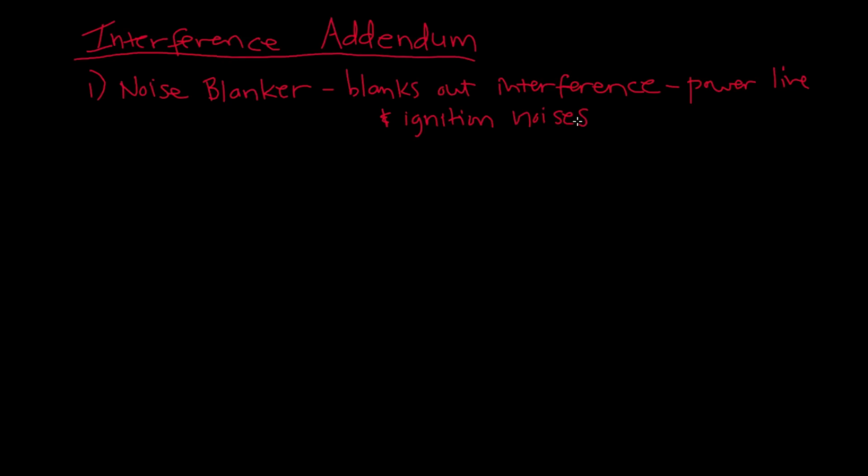The second thing is a band reject filter. So these are both tools, noise blanker and band reject filter, that are used to reduce interference in ham radio when you're receiving signals, and you can't because there's interference. So a band reject filter can reduce overload. It's really useful to reduce overload from nearby FM broadcast stations.